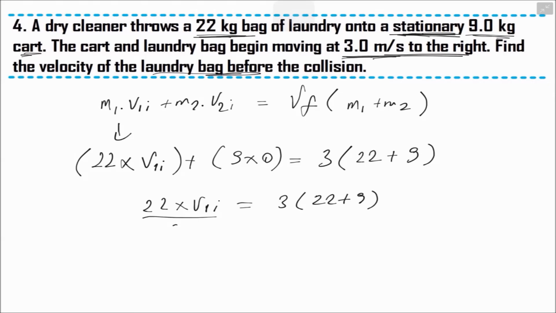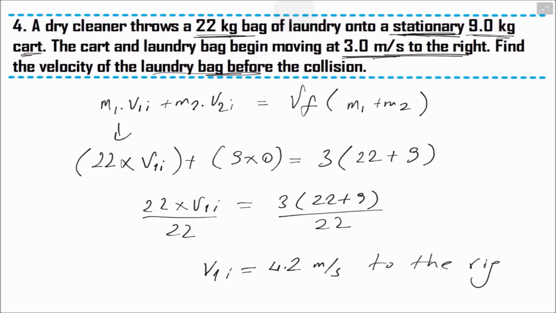If we divide both sides by 22, v1 initial will be equal to 4.2 meter per second to the right, because the result is positive.